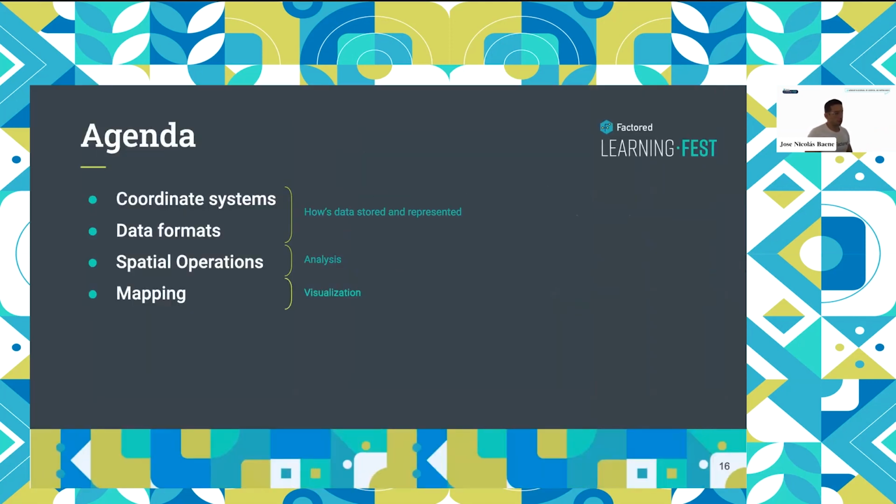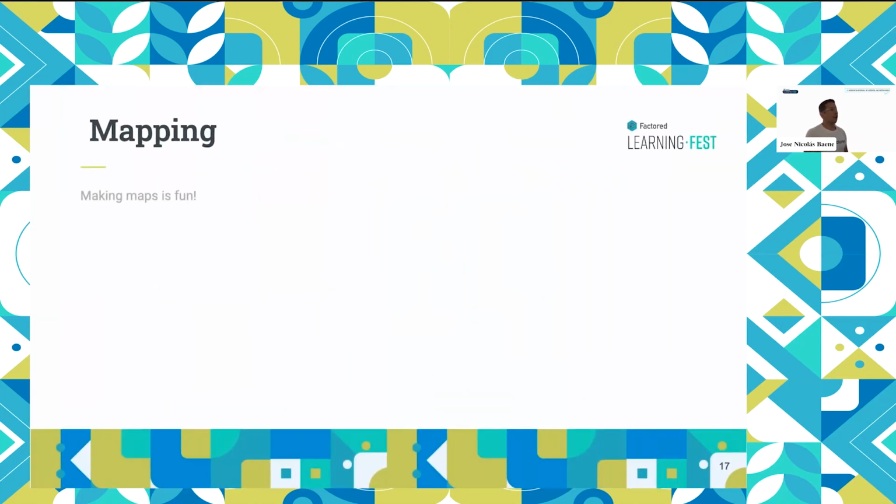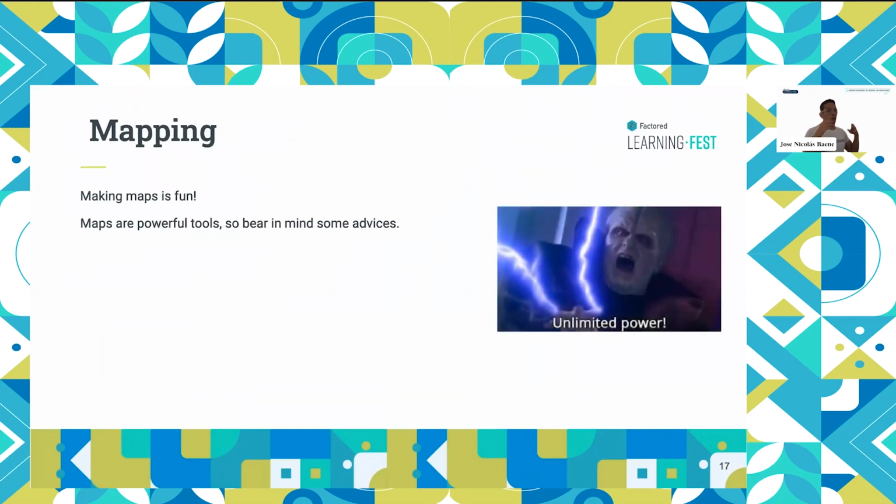And now for mapping, because I want to move on to the workshop very quickly. Making maps is very fun, but maps are very powerful tools because, as I told you, they shape the way we see the world, and we also can drive decisions from them. So we have a ton of power. You will always have to be very mindful on how you're building your maps. First, you have to always think on your audience, how technical they are, what you want to transmit, and shape your data and your map accordingly.